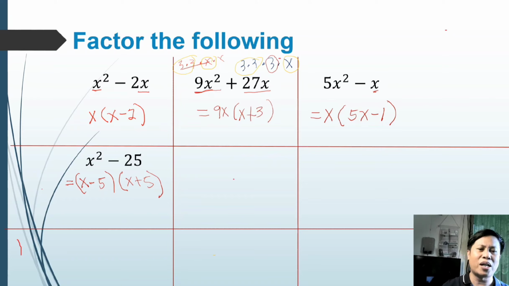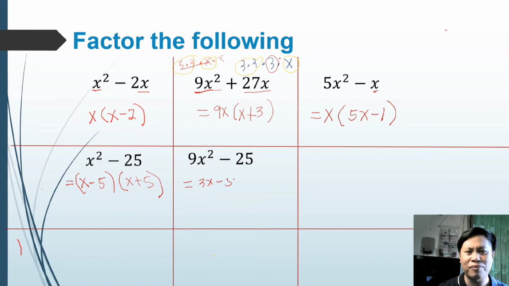Okay? So, another one, you have 9x squared minus 25. So, halos kaparehas lang yung pattern niyan. Ang factors nito ay square root ng 9x squared ay 3x, minus, square root ng 25 ay 5. Yan. Then, rewrite natin siya, 3x. Baguhin lang yung sign sa gitna. So, yun yung factors niya.